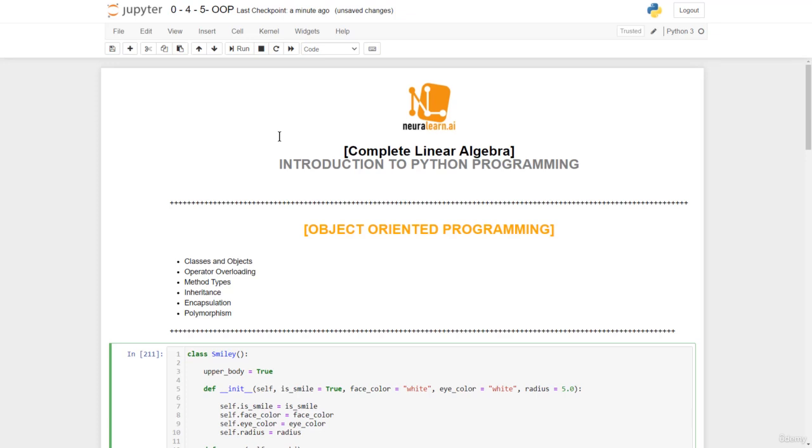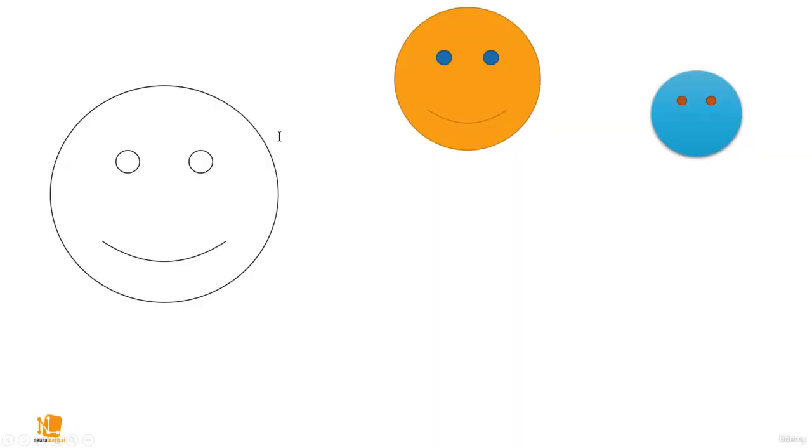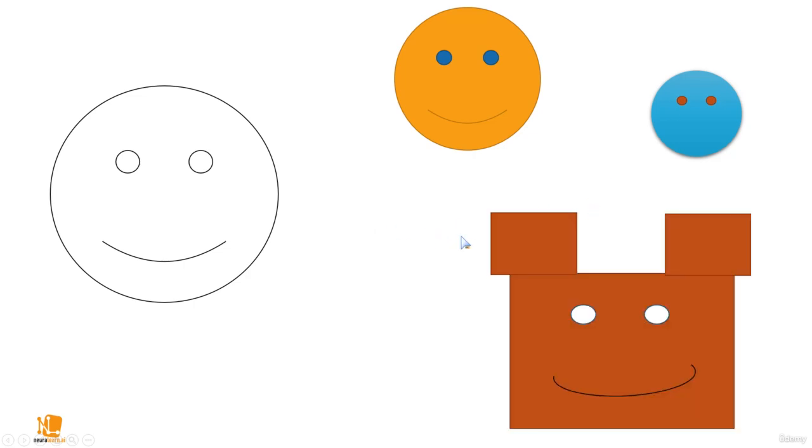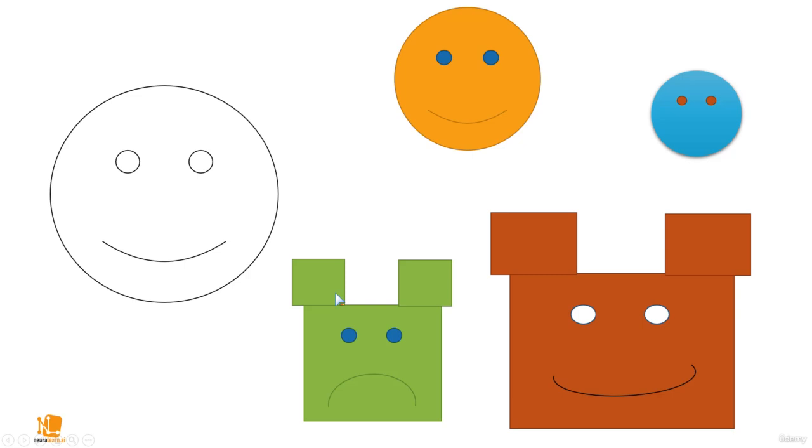Object-oriented programming is the fact that the code is highly reusable. Supposing now that instead of this kind of rounded smileys, or apart from this kind of rounded smileys, we want to be able to create this kind of square-like smileys.